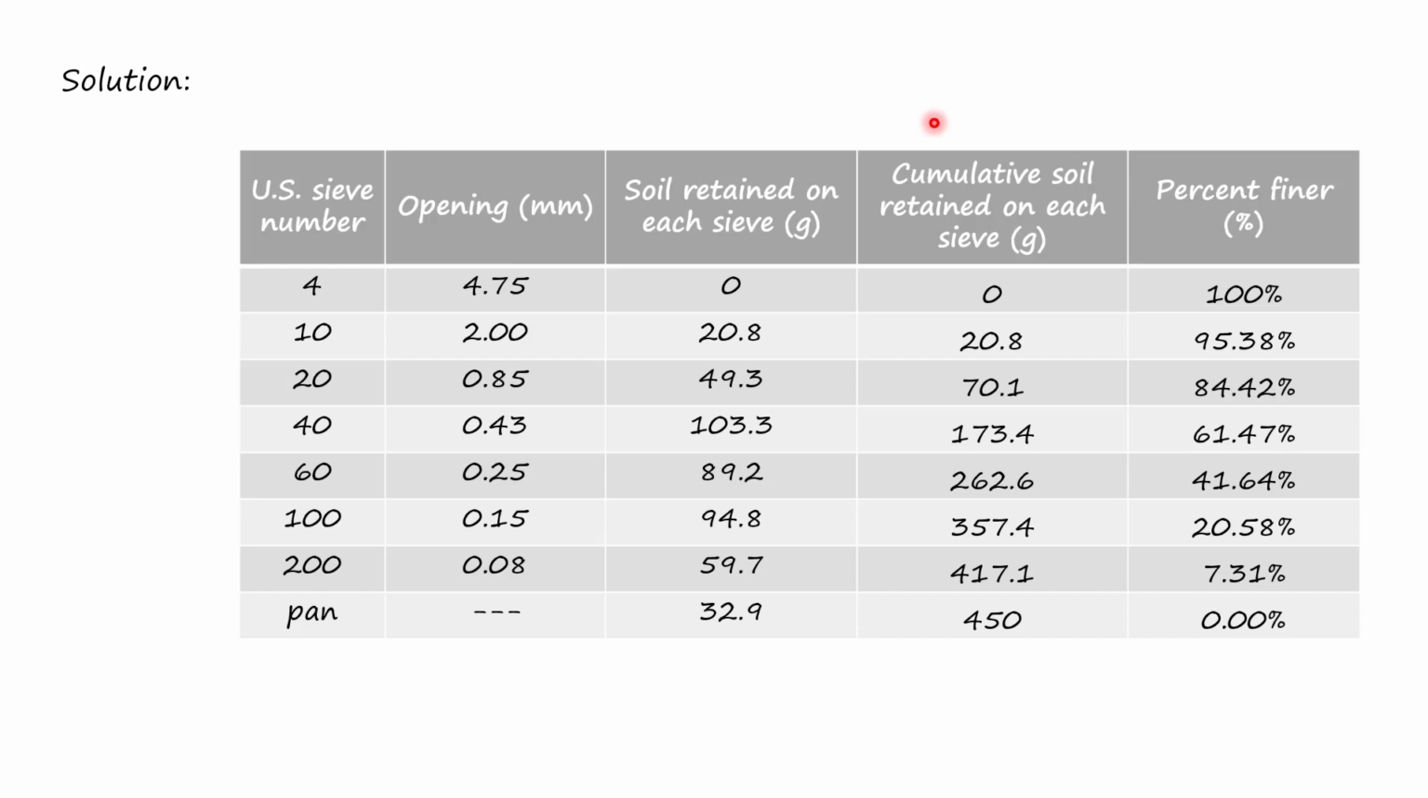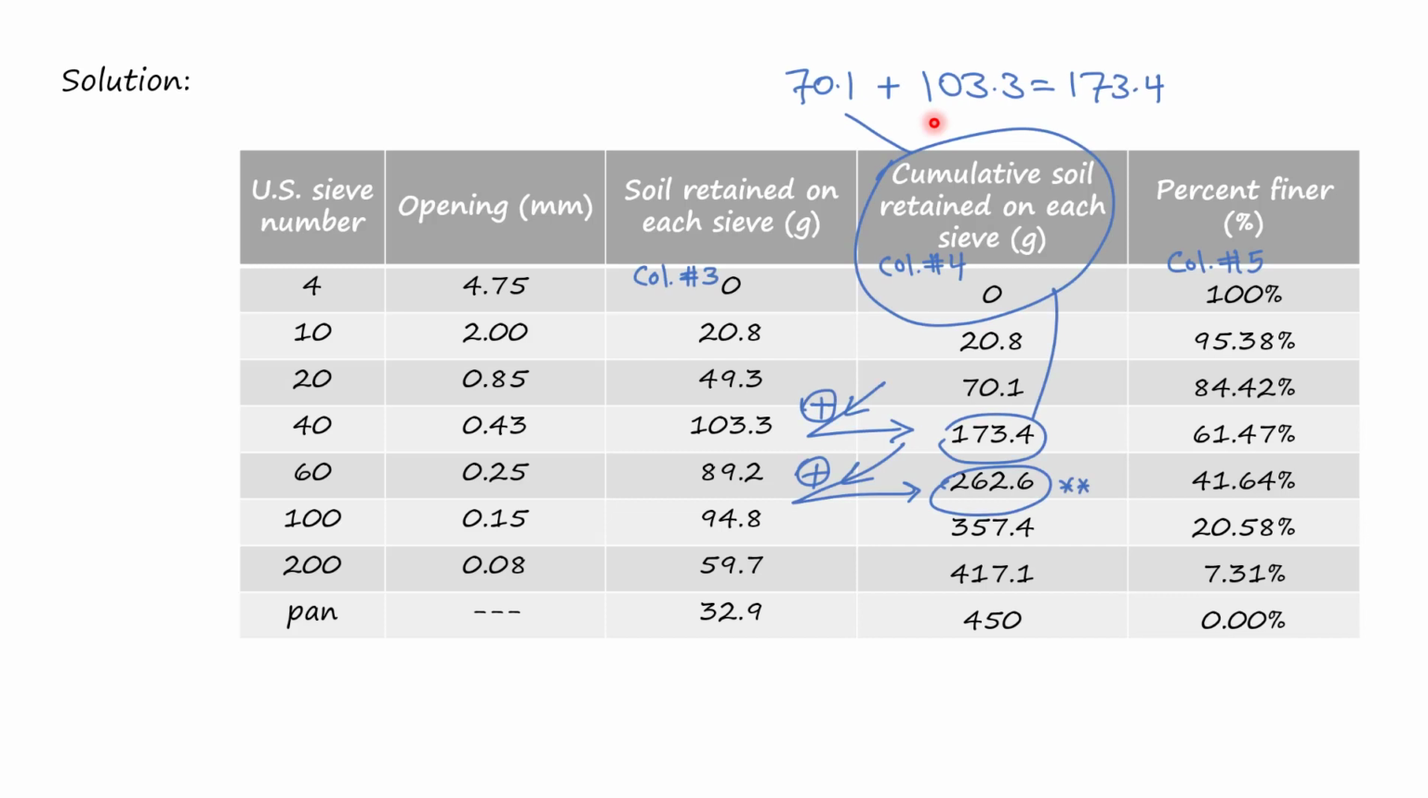So we start the solution by first determining the cumulative soil retained, even though we have it, but this is just to teach you how you're going to find it. Really simple. All you need to do is use column 4 and column 3, the soil retained and the cumulative soil retained. That's what you're trying to determine. How? So you put the number from here. For example, the first one is 0. There is nothing cumulative yet. So 0 stays 0.